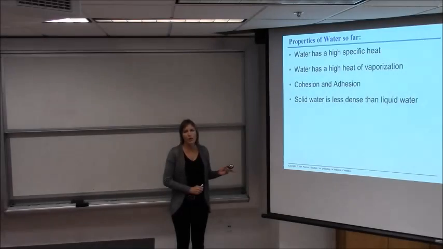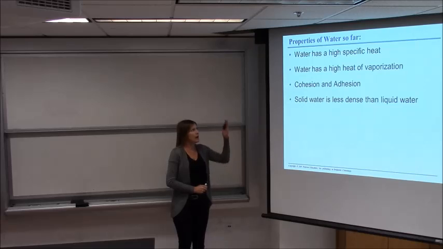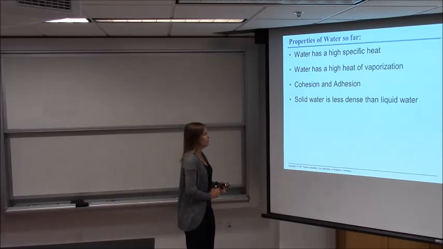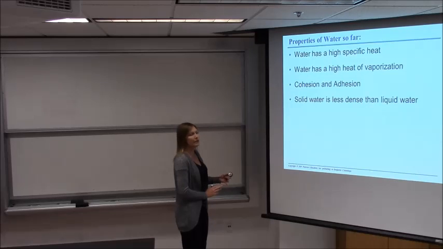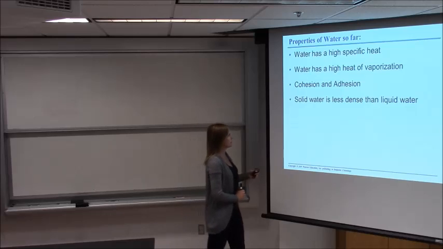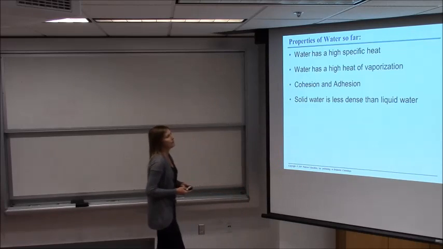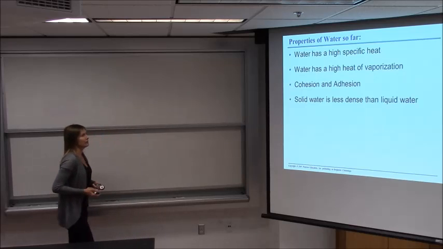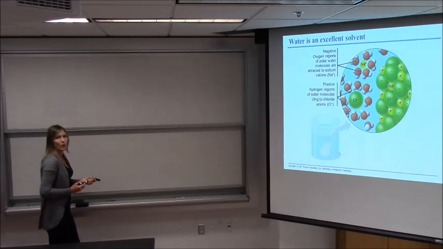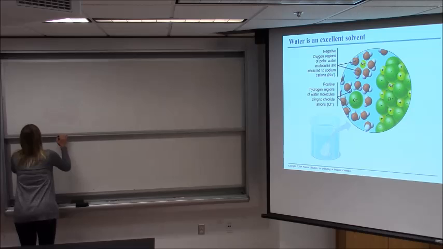These are the properties of water we've covered so far. Water has a high specific heat and a high heat of vaporization, both due to hydrogen bonding, both regulate temperature change. Cohesion and adhesion, water sticks to other water, water sticks to other molecules due to hydrogen bonding. And then finally, ice floats due to hydrogen bonding. Now we're going to move to the next property of water. And that is water is an excellent solvent.